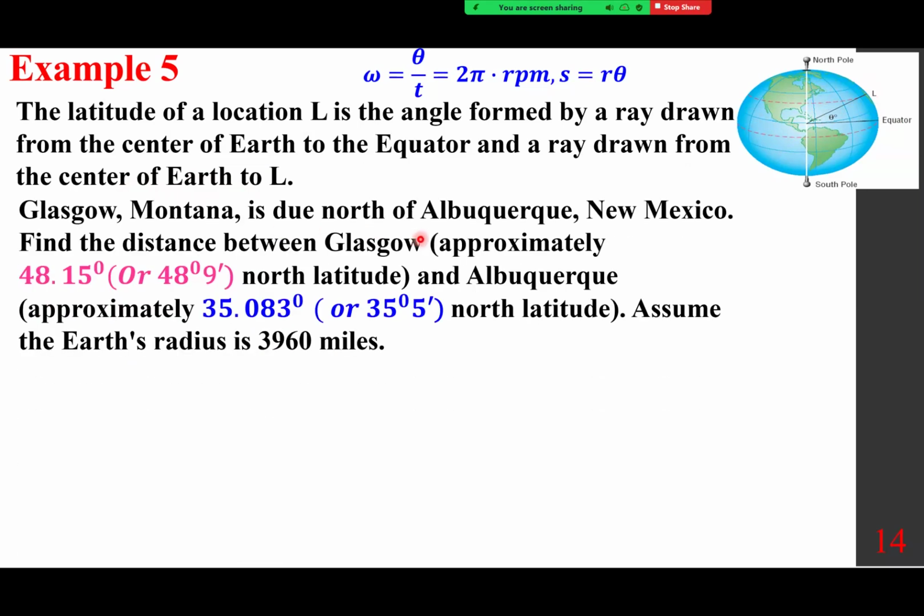Glasgow, Montana is due north of Albuquerque, New Mexico. Find the distance between them. Glasgow is approximately 48.15 degrees or 48 degrees 9 minutes north latitude, and Albuquerque approximately 35.083 degrees or 35 degrees 5 minutes north latitude. Assume the Earth radius is 3,960 miles. So when we look at this question, it's important to understand what's given and what's missing.